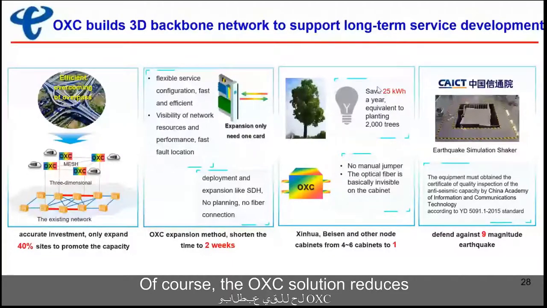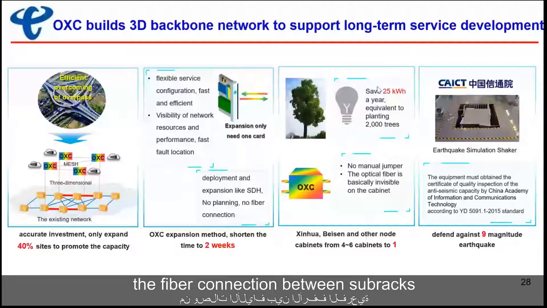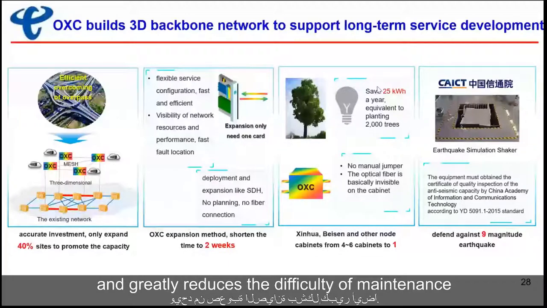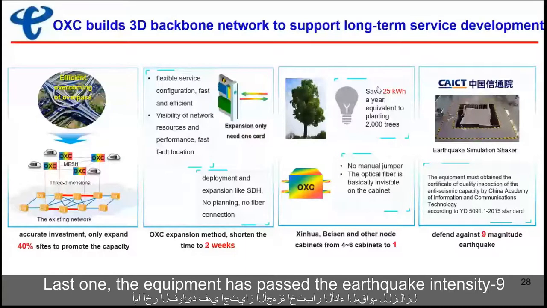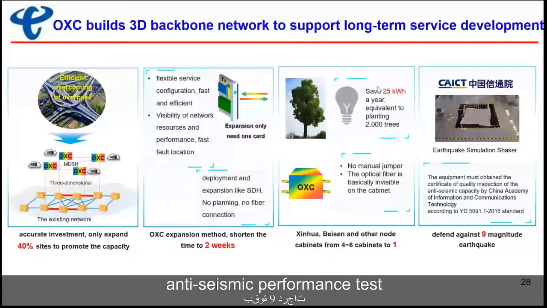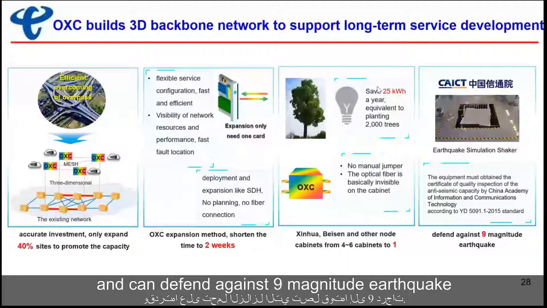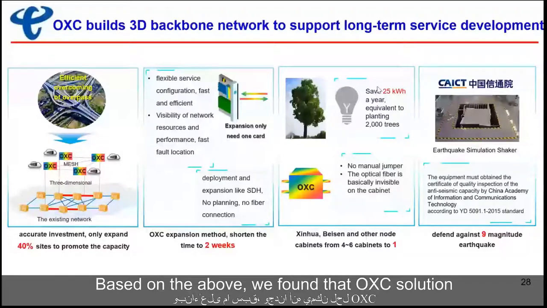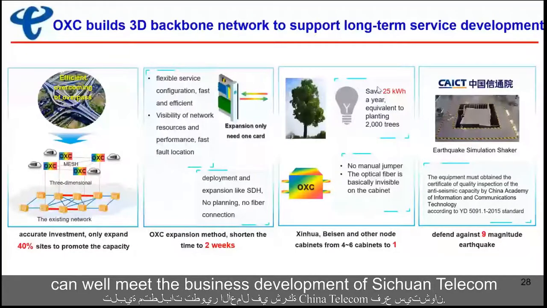Of course, the OXC solution reduces the fiber connection between subracks and greatly reduces the difficulty of maintenance. Last one, the equipment has passed the earthquake intensity 9 anti-seismic performance test, can defend against a magnitude 9 earthquake. Based on the above, we found that the OXC solution can well meet the business development of Sichuan Telecom.